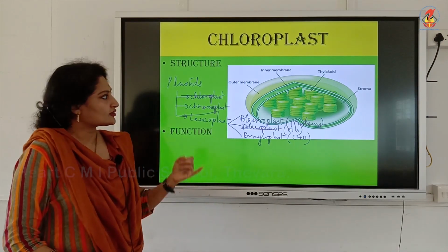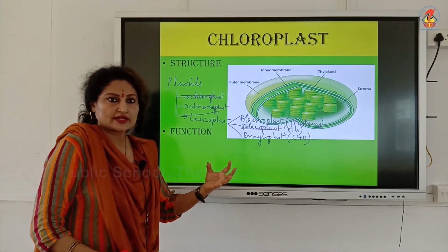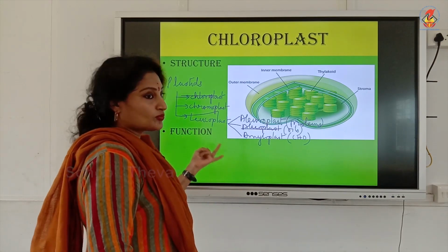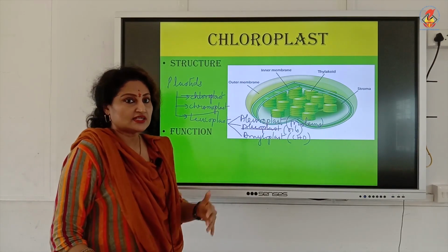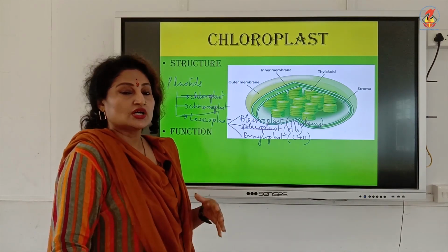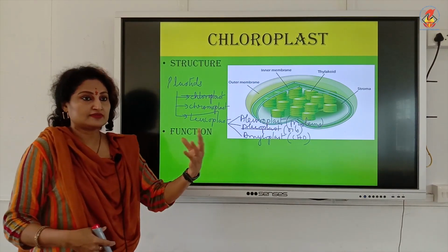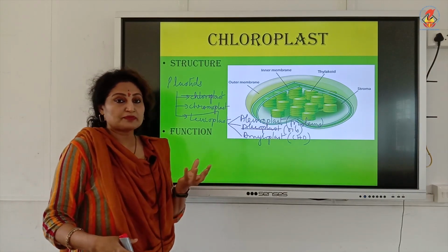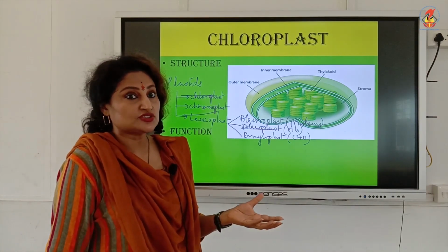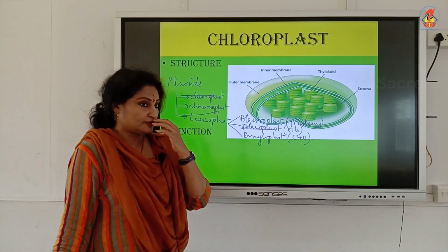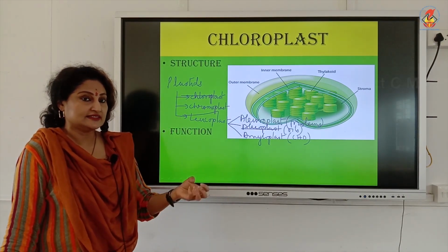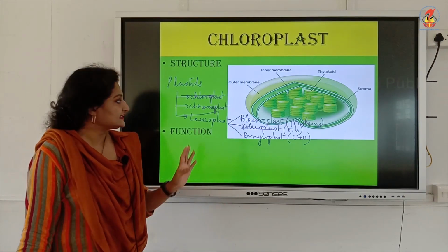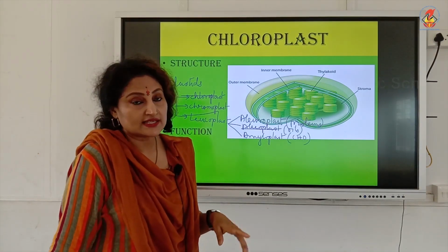The green plastids are chloroplasts, which trap the solar energy and help in photosynthesis. Chromoplasts are the colored plastids, which range from yellow, red, orange, to violet color. They are usually found in fruits and flowers. The main function is to attract. In the flowers, they are present to attract pollinators, and in fruits they are present to attract dispersal agents. Only if the animals get attracted, they eat the fruit and disperse the seed. Then leucoplasts are colorless plastids.